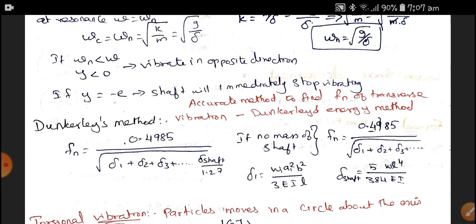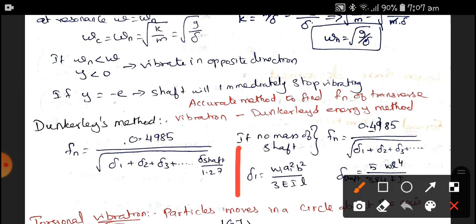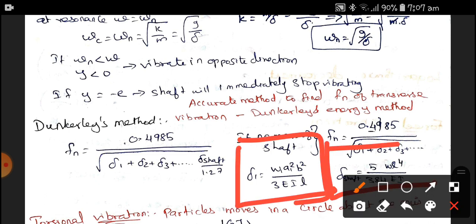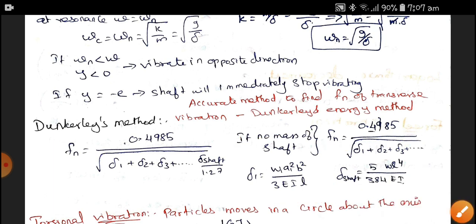Here, if there is an eccentric cantilever beam condition, then your delta becomes W1 a1 square into b divided by 3EIL. Where there is a simply supported beam, the deflection delta becomes 5 by 384 W L power 4 divided by EI. So this is for the point load condition, and this is for the uniformly distributed load condition.